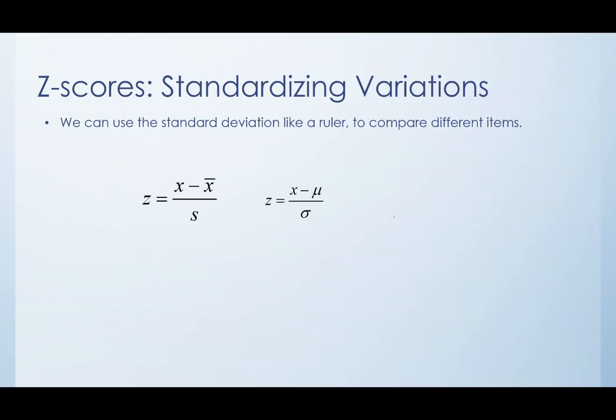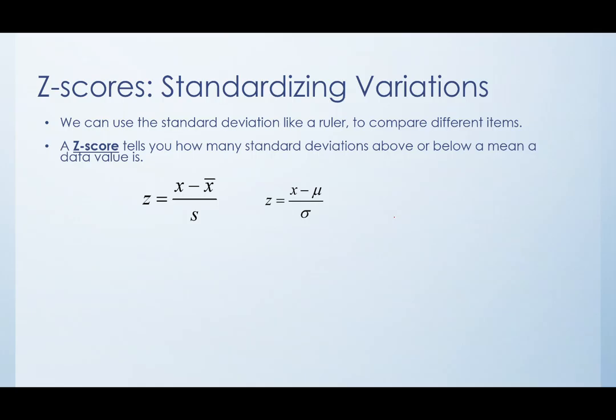We're going to be using z-scores and a close cousin to them, t-scores, for the entire rest of the semester, except for a tiny little bit, not so much in chapters 3, 4, and 5, but in 6, 7, 8, 9, and 10, you're going to see z-scores. You're going to get tired of them. You will learn them. Okay, so we can think of the standard deviation like a ruler to compare different items.